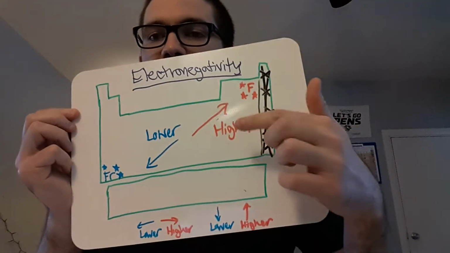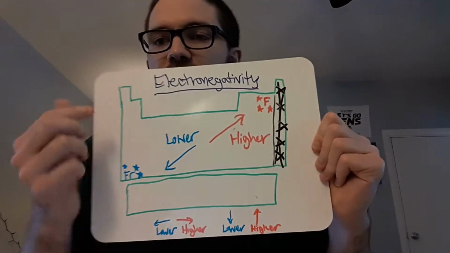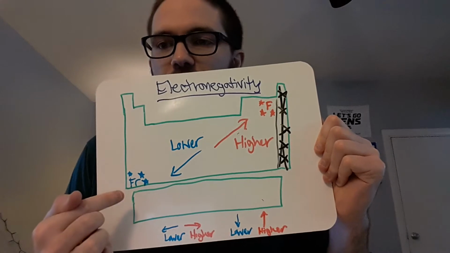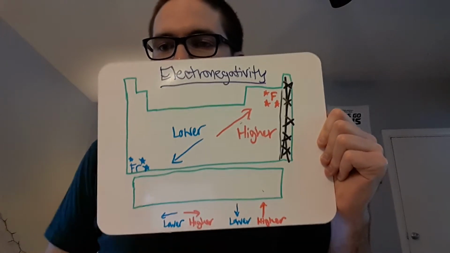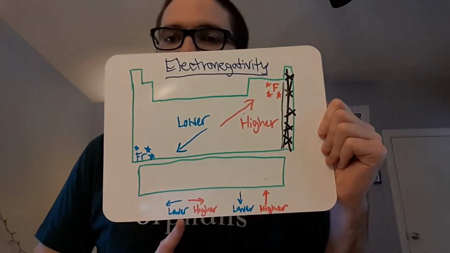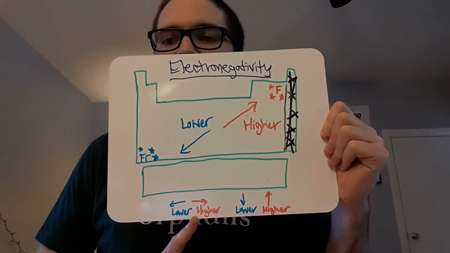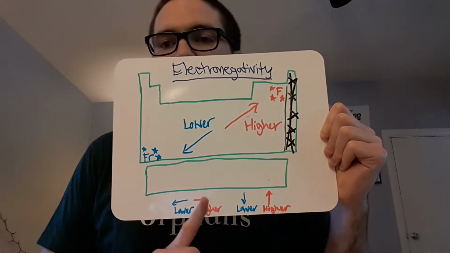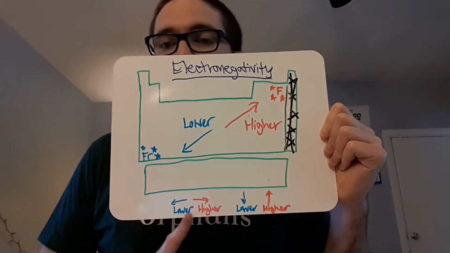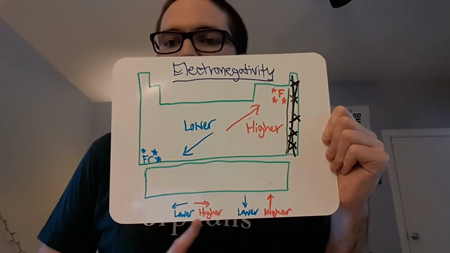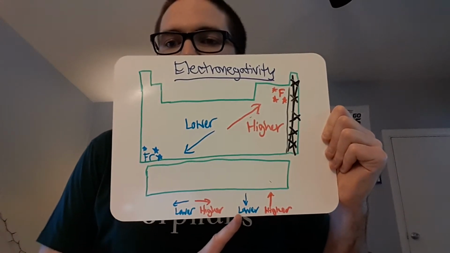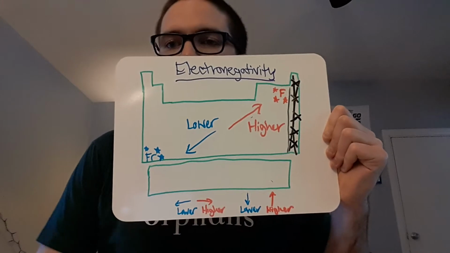Okay? So noble gases are the exception to that rule, but for everything else, as you go towards the top right corner, you get higher in value, ending with fluorine. As you go to the bottom left corner, you go lower in value until you get to francium. And these trends here are showing you whether you get higher or lower if you go in a certain direction. If you go to the right, you get higher. If you go to the left, you get lower. If you go down, you get lower. And if you go up, you get higher.